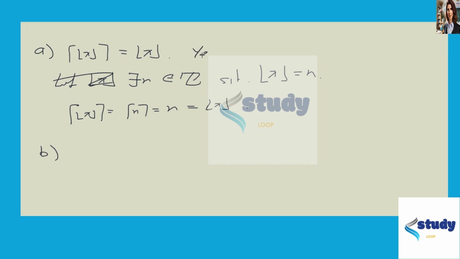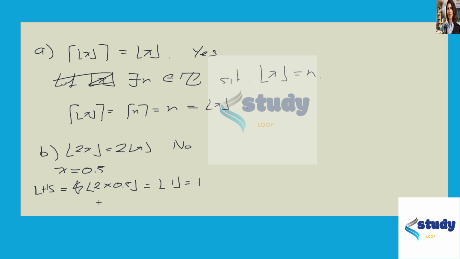Now b. Floor of 2x is equal to 2 floor of x. This is not true. If we let x equal 0.5, then on the left-hand side we get floor of 2 times 0.5, which is floor of 1, which gives you 1. The right-hand side is 2 times floor of 0.5. Floor of 0.5 gives you 0, so 2 times 0 gives you 0. So the left-hand side doesn't equal the right-hand side. Therefore, this is not true.